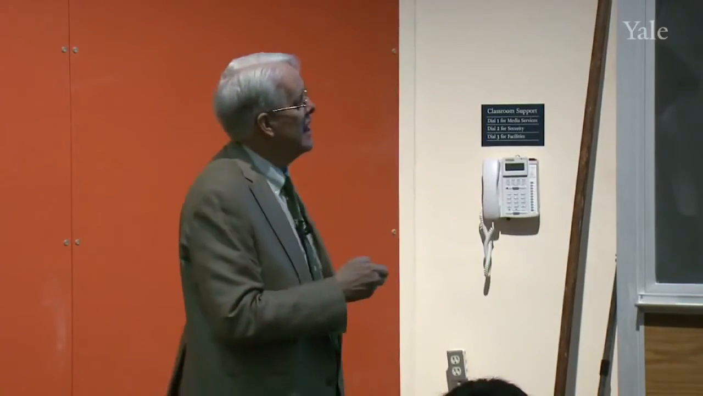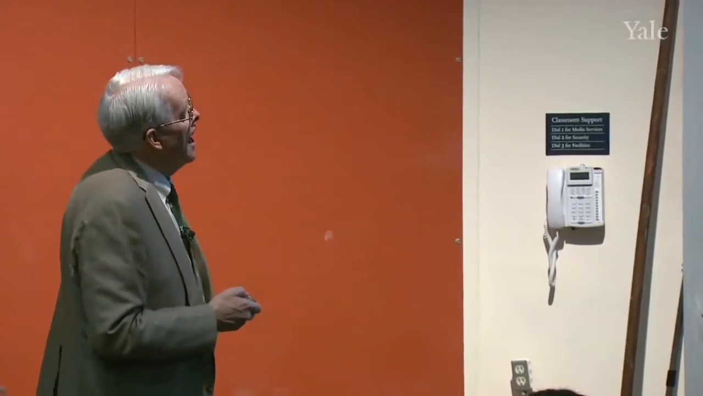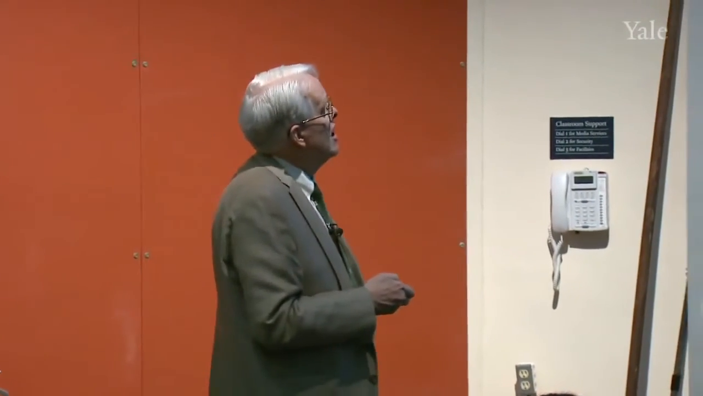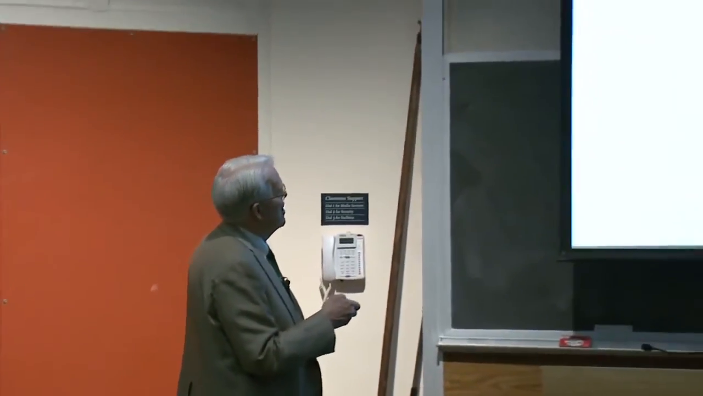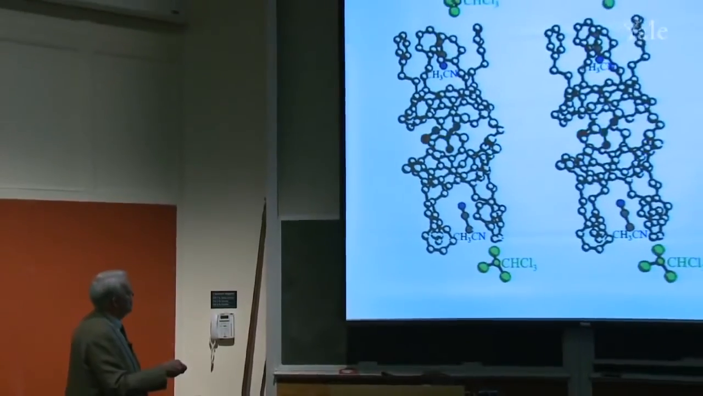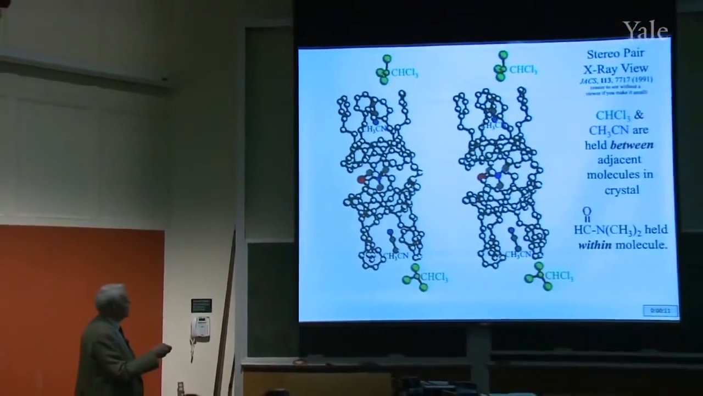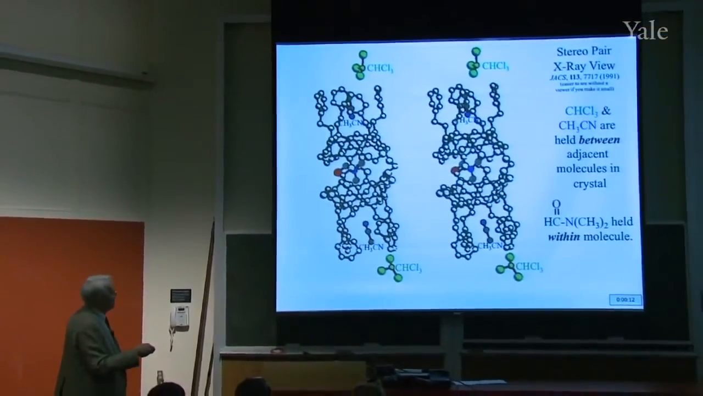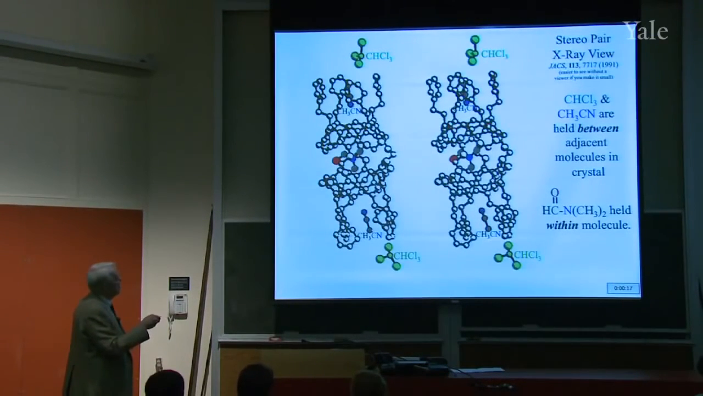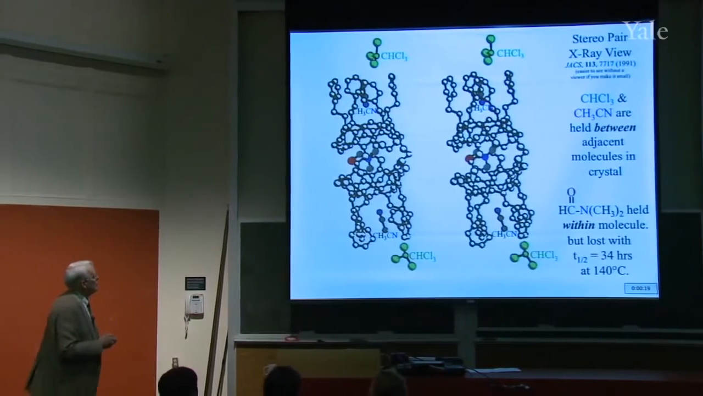So they had the clamshell, right? And now it turned out they could get the guest out. This is a crystal structure. So this stuff at the top is a chloroform, and this is solvent. There are two different solvents in there, but in the middle of the cage is DMF. This is that clamshell here. And these things are just put on to make it soluble so you can work with it.